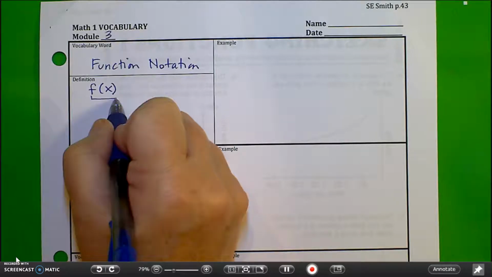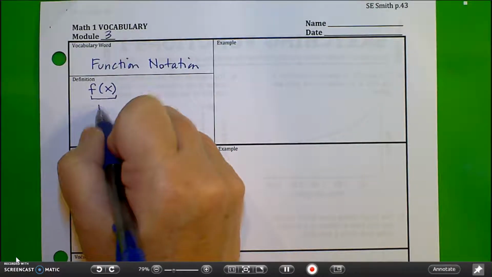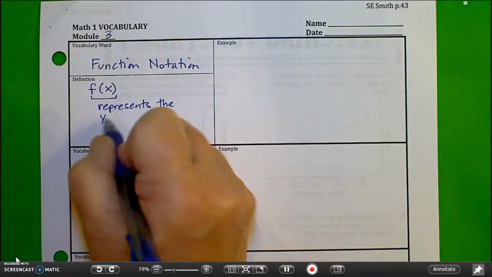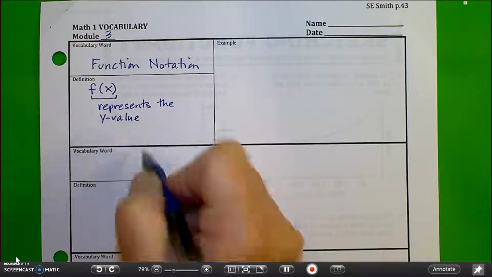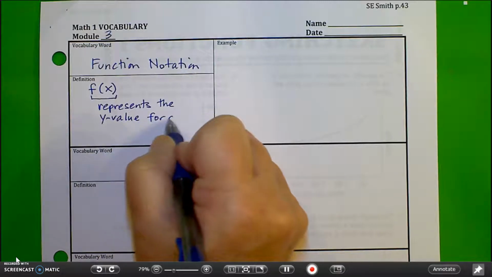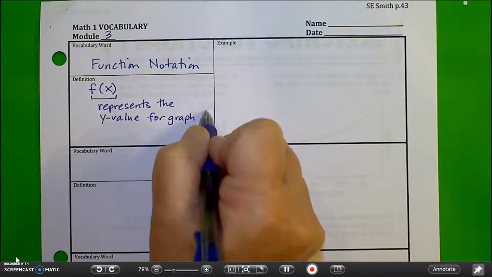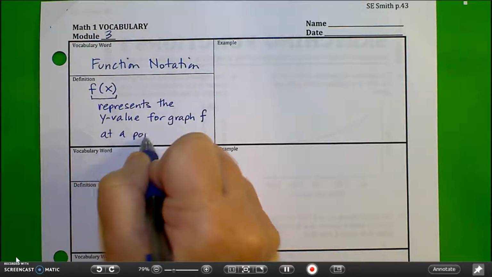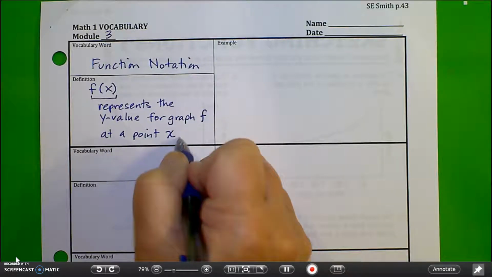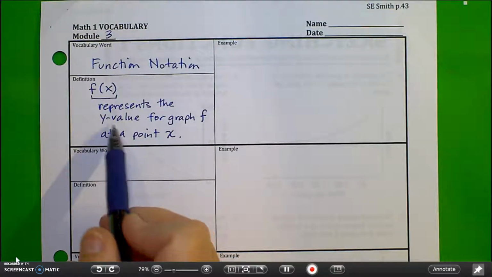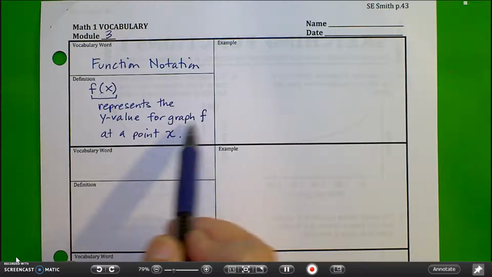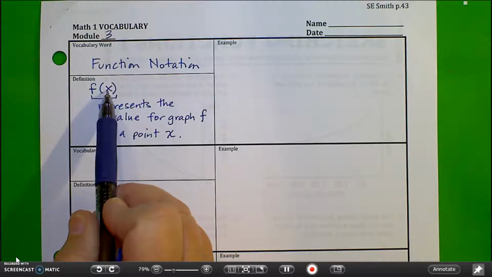This f of x represents the y value for the graph that's labeled f at a point, any point on the graph that we'd represent with the letter x. So f of x represents a y value for a graph labeled f at any point x. So inside the parentheses is the point.